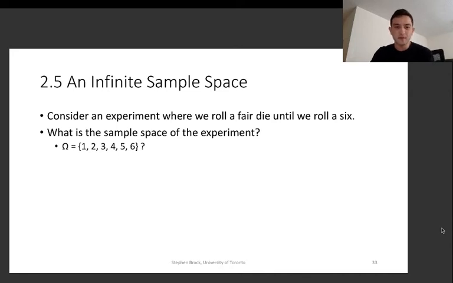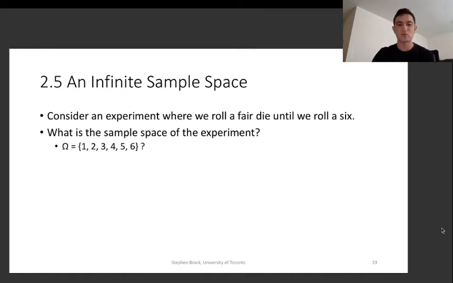So moving on to an infinite sample space. Now, consider an experiment where we roll a fair die until we roll a 6. What is the sample space of this experiment? Well, it's in the title, so it could be, well, not exactly, but the section is called an infinite sample space. So, is the sample space 1 to 6? In this case, it actually isn't.